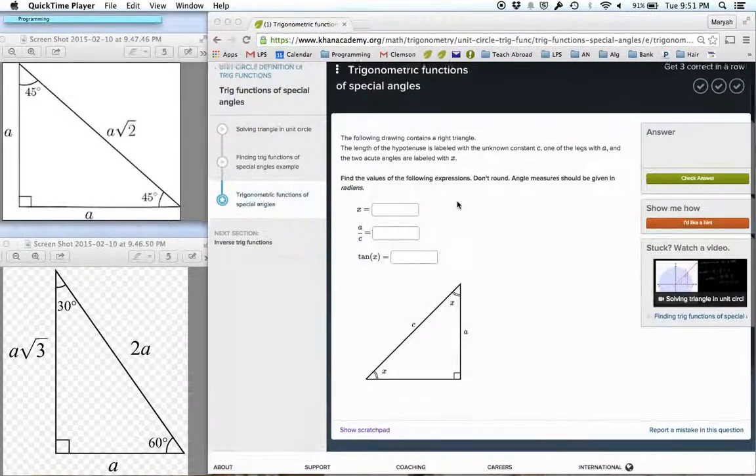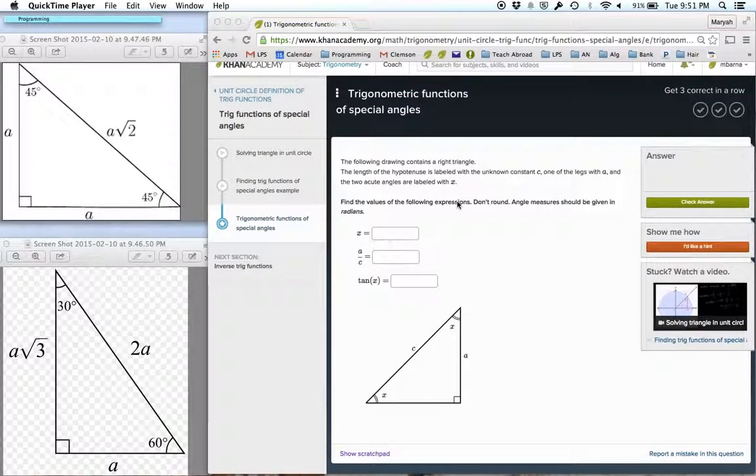Alright guys, so this next one's on trigonometric functions with special angles. So off to the left I have a 45, 45, 90 triangle pulled up and a 30, 60, 90 triangle pulled up. When you have a 45, 45, 90 triangle, it's an isosceles right triangle. So these two sides are going to be congruent. That's why they both have the same letter A. And then the hypotenuse is going to be A times the square root of 2.